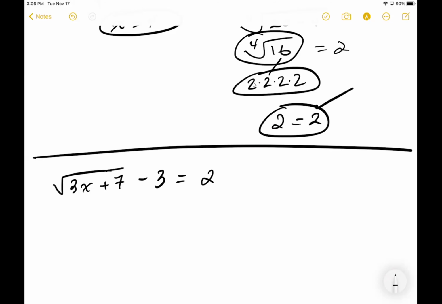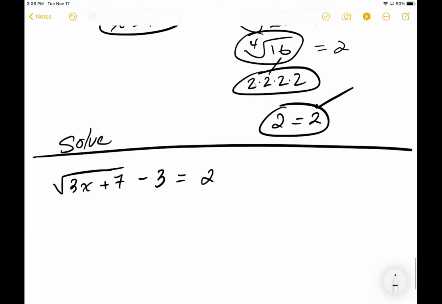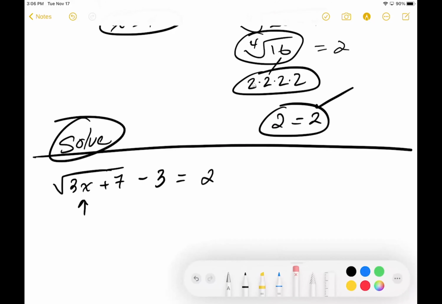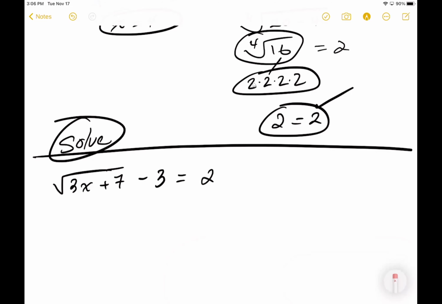If they ask you to solve, meaning we need to look for x. The question they ask you is: pick me an x, whatever number you come up with, that you plug in here, multiply by 3, add to 7, take a square root, subtract 3, and that will result in a 2. That's just your function, or that's your item here. So now how do we do this problem?